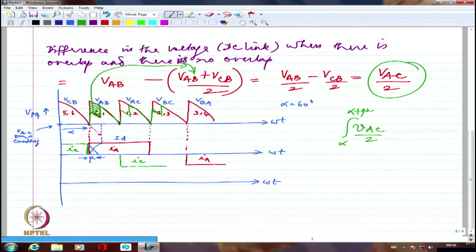So this is the area under the curve, all right, but if I want to average it out, I have to say it has to be averaged over 1 by pi by 3, right? So I should say this is the average reduction in DC link voltage or DC output voltage due to overlap, right?